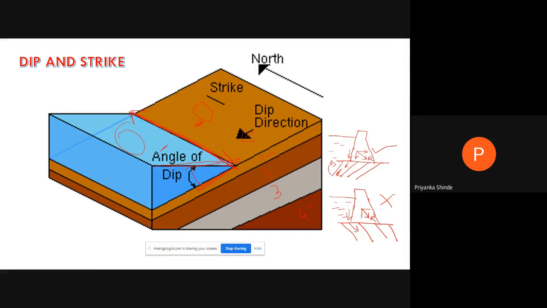I hope the idea of dip and strike is clear. Dip is the angle of inclination with respect to the horizontal plane, and that is important, and strike is the direction of the line formed by the intersection of the bedding plane and the horizontal plane. We'll solve the problems based on this.